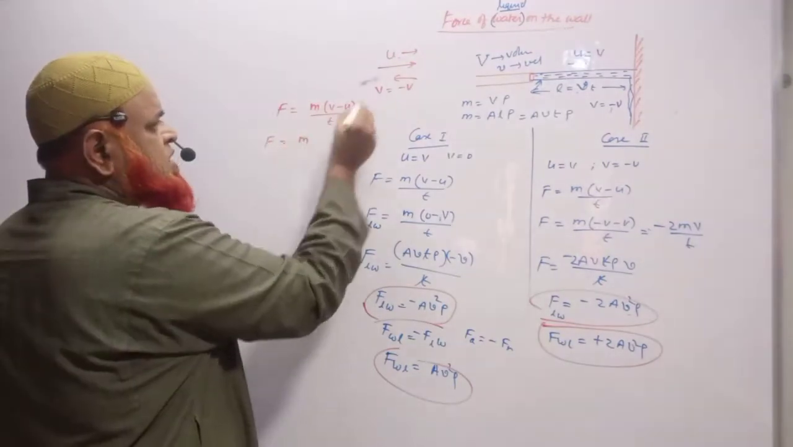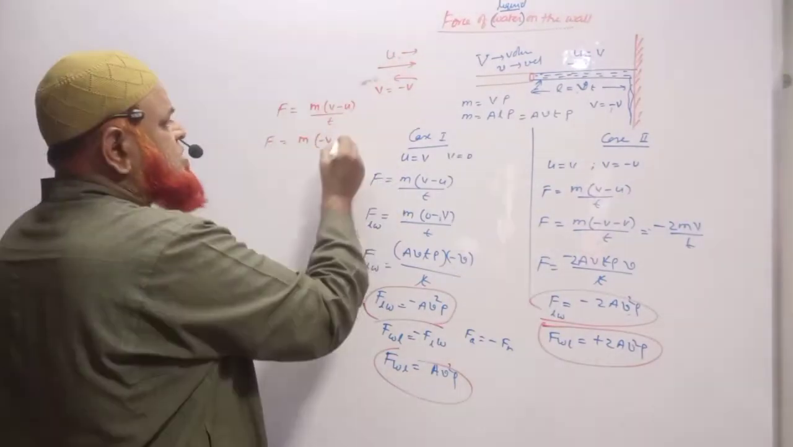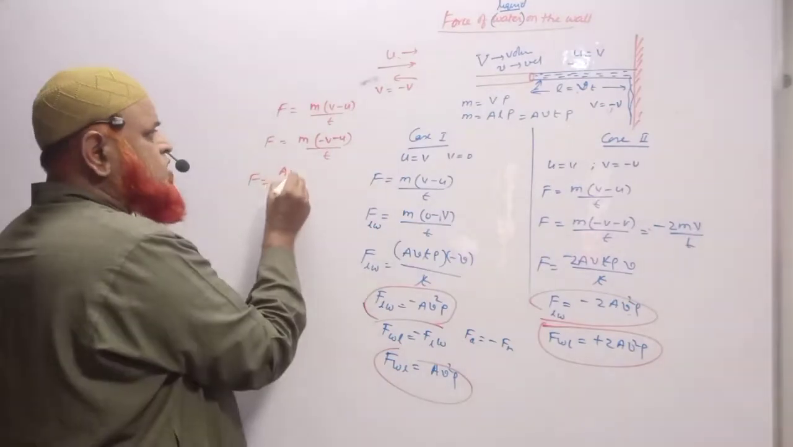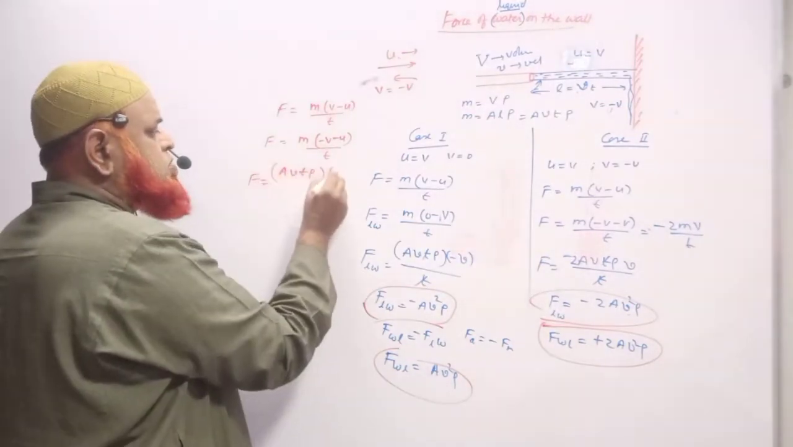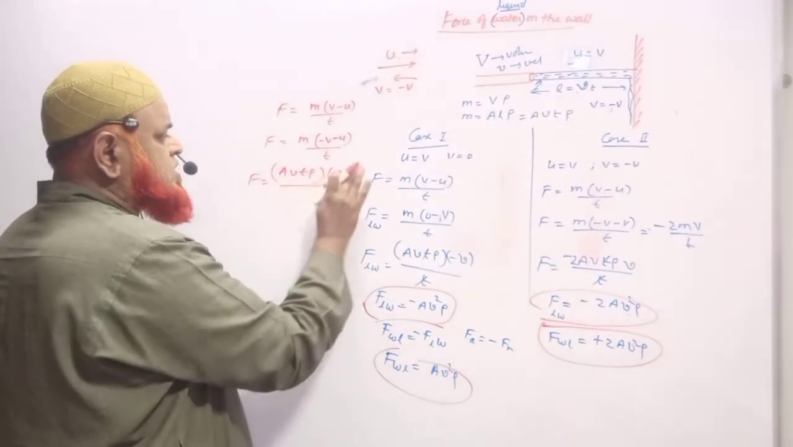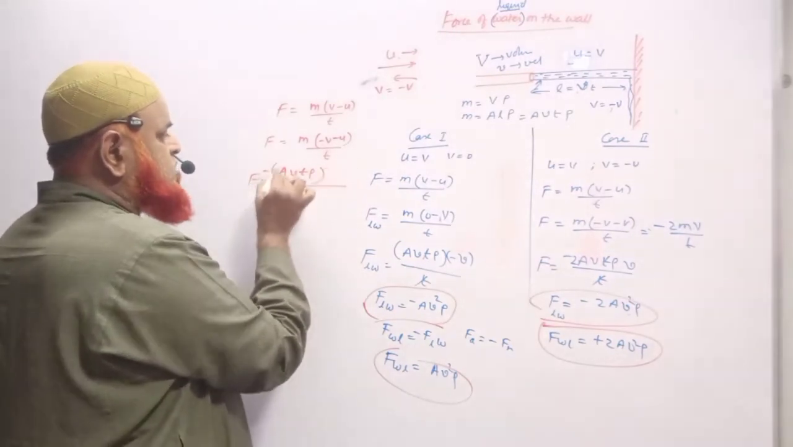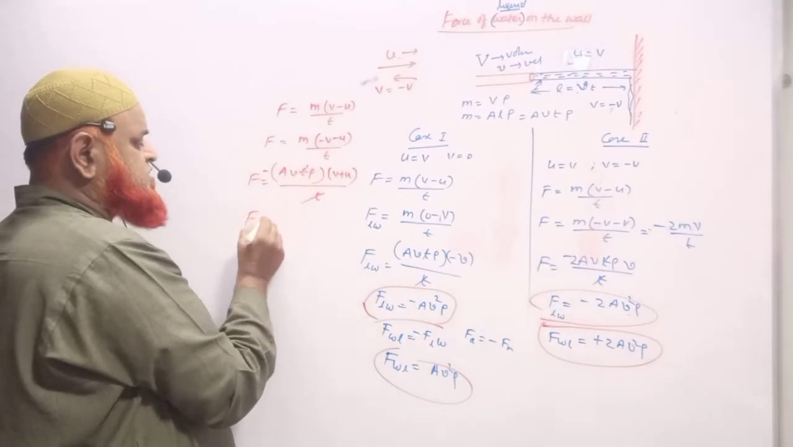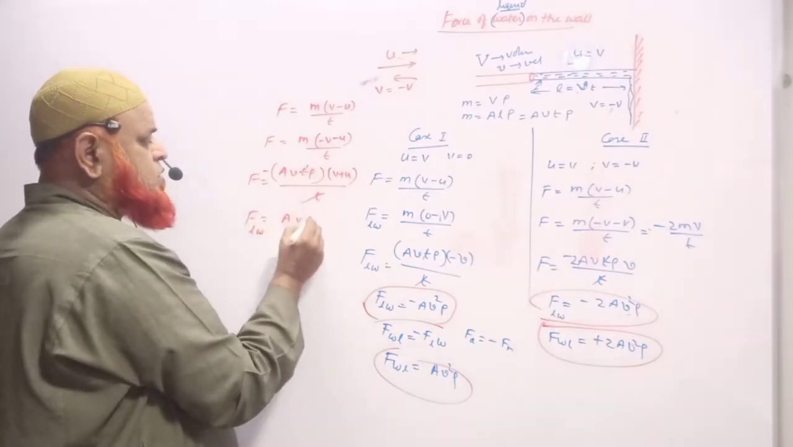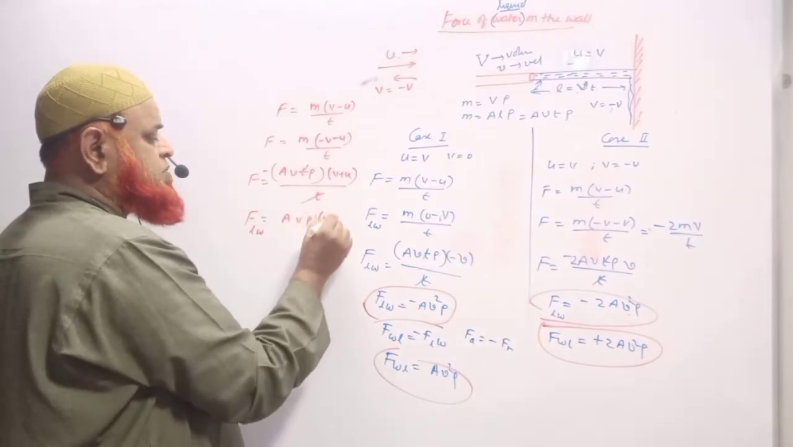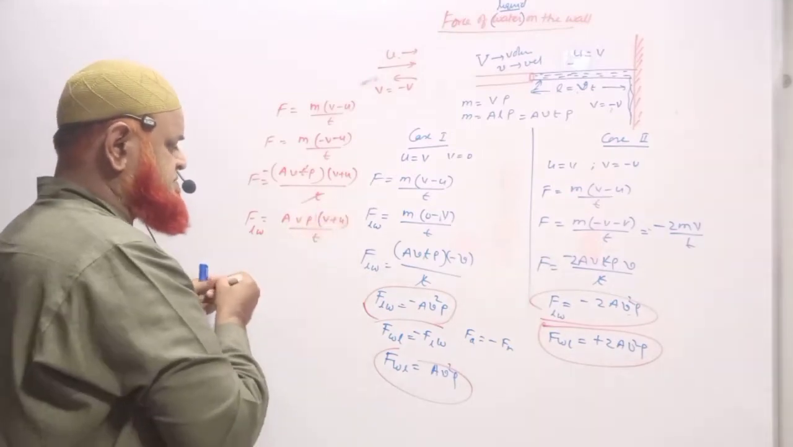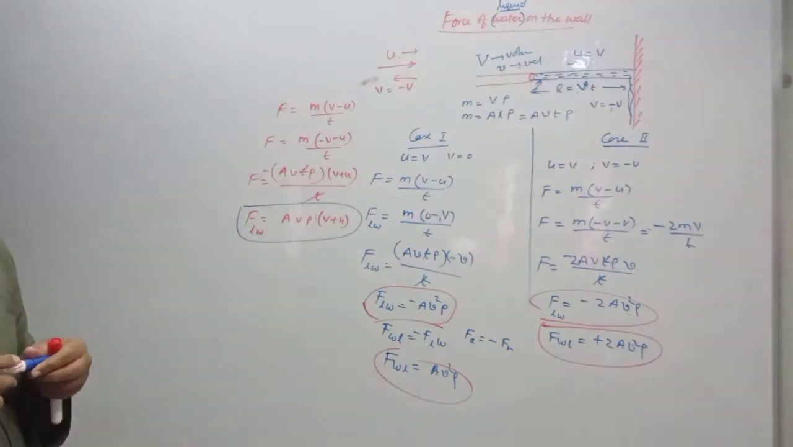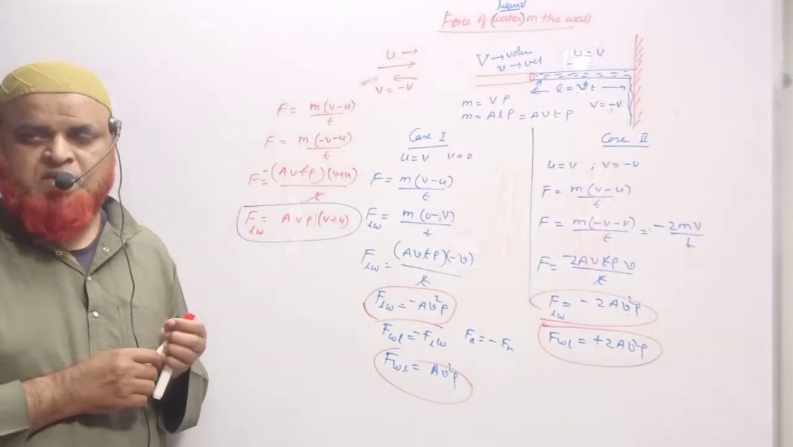This can be written as m, and instead of v, you can write minus v. Here u is u only, by t. So F is equal to mass, which can be taken as A v t rho, into minus, if you take v common, (v plus u), by t. So t gets cancelled. F, the force of liquid on the wall, is A v rho into (v plus u). T has been cancelled here. You can write like this. This is the formula. Hope you have understood this one.